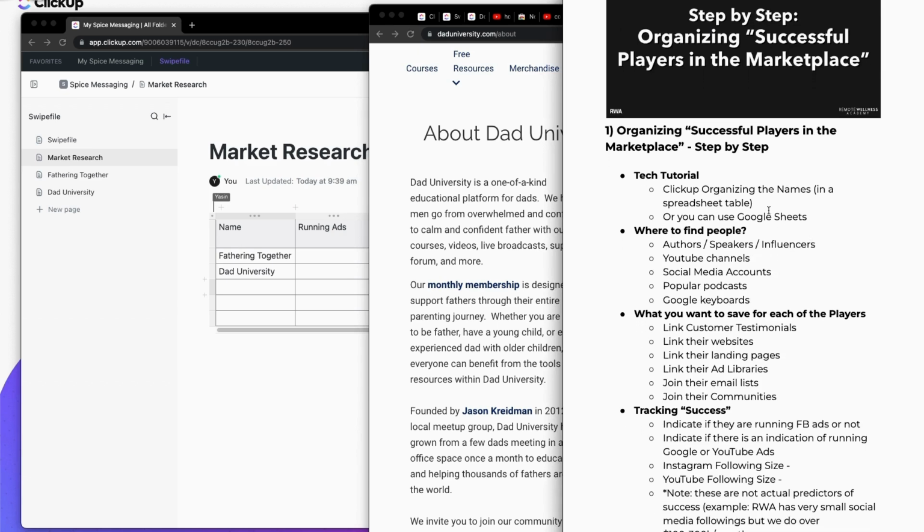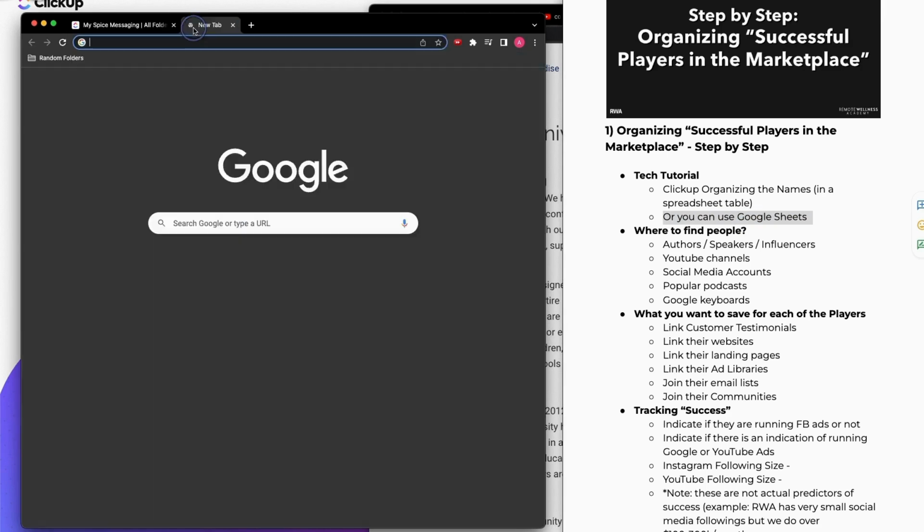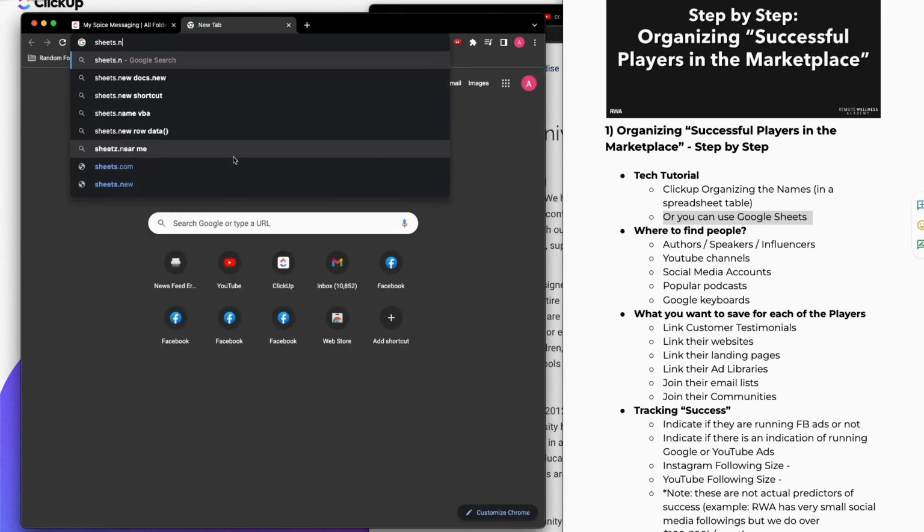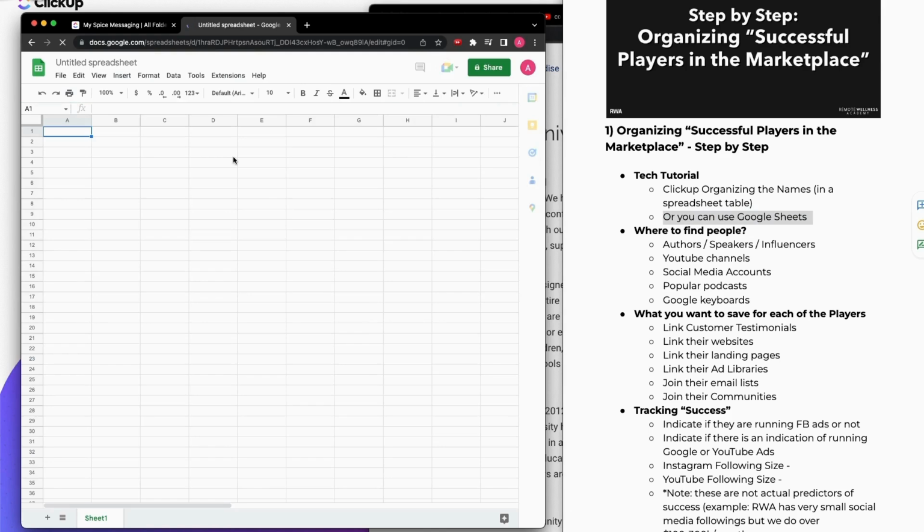Let's actually use the guide instead of me just riffing off the top of my head and giving you a tech tutorial. Another thing we might actually use is Google Sheets. So sometimes I might go over here and go to sheets.new. Just FYI, if you hit sheets.new, it'll open up a new Google Sheet.